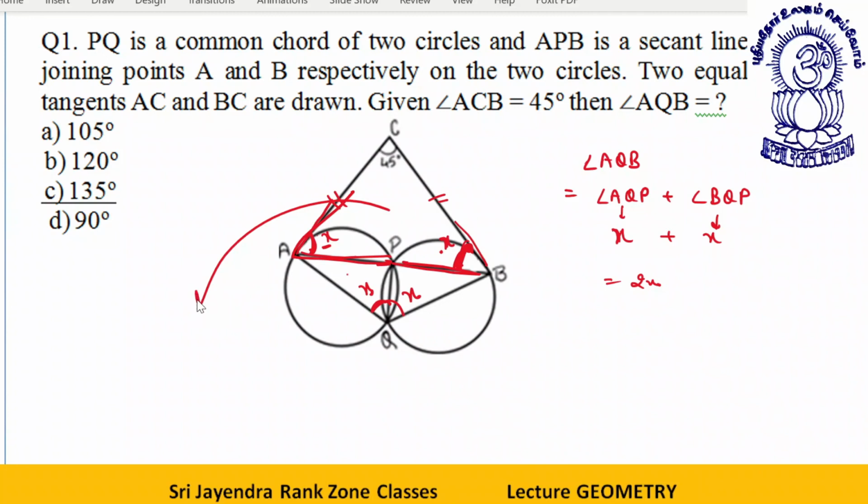Now from this triangle, what I can say, 45 degrees plus 2X is equal to 180 degrees, or 2X is equal to 180 minus 45 degrees. This implies 2X is equal to 135 degrees, so angle AQB comes out to be 135 degrees. Fine. This much is clear.